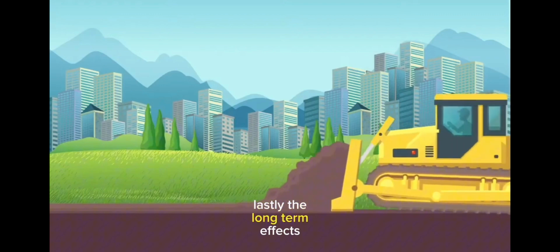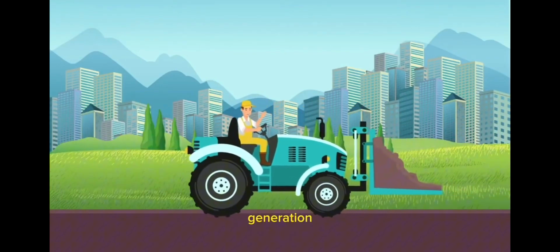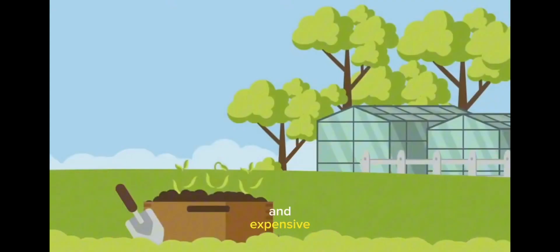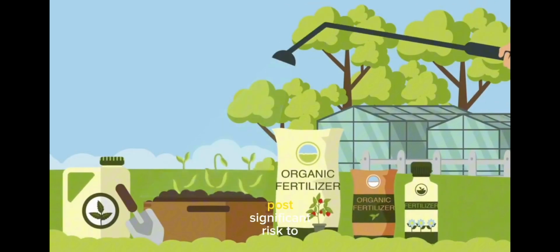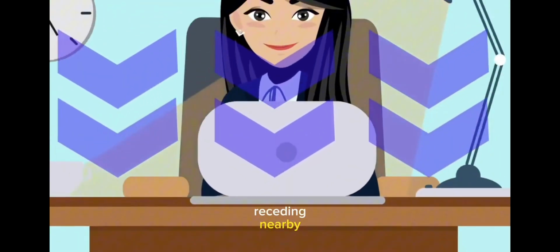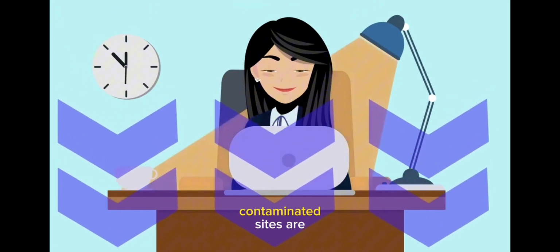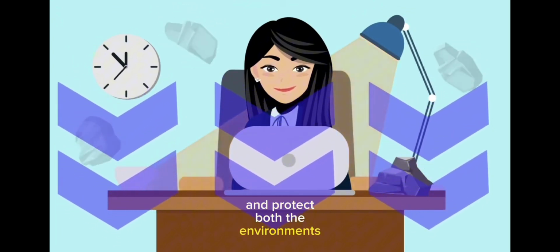Lastly, the long-term effects. Heavy metals are persistent in the environment and their effects can last for generations. Remediation of heavily contaminated sites can be challenging, time-consuming, and expensive. In summary, soil pollution with heavy metals at e-waste sites poses significant risks to the environment, human health, and the well-being of communities residing nearby. Proper e-waste management, recycling practices, and remediation of contaminated sites are essential to mitigate these harmful effects and protect both the environment and public health.